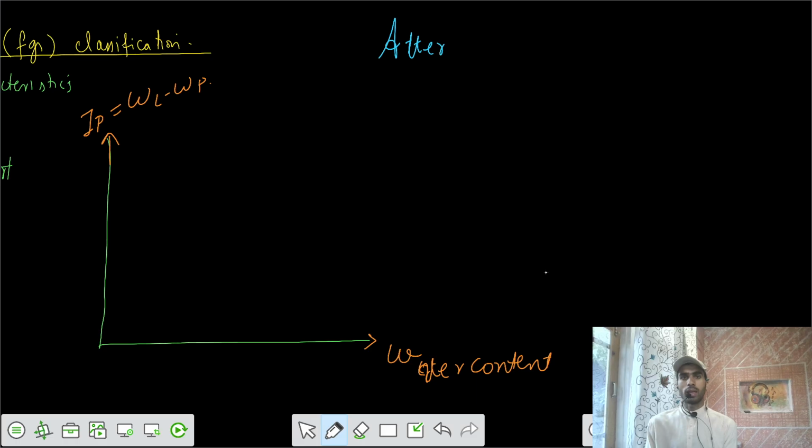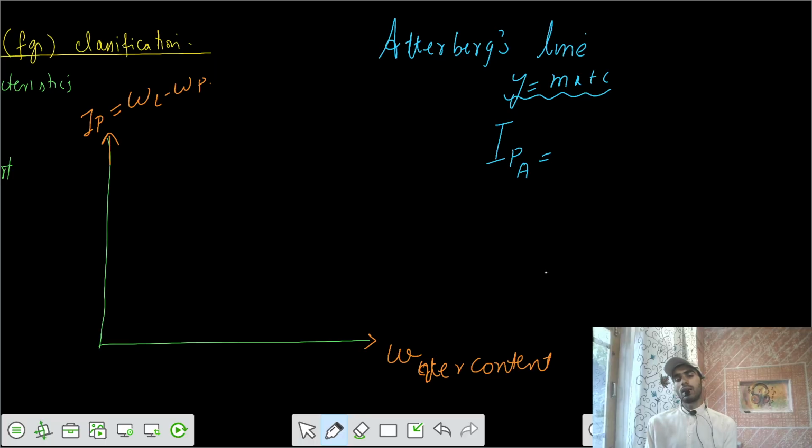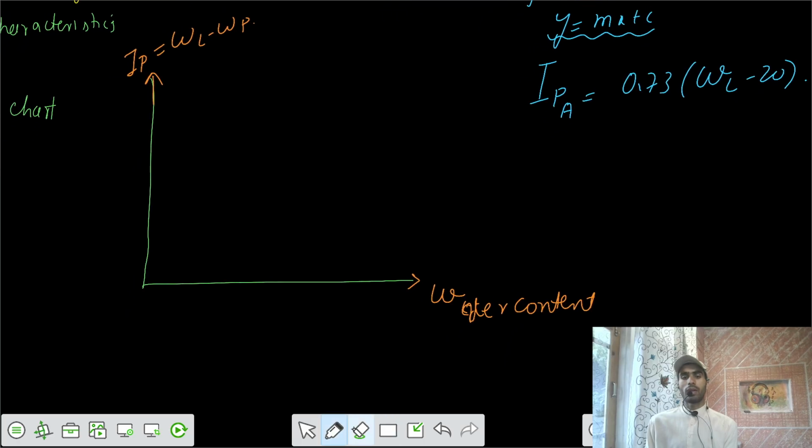That line we call the Atterberg line, Atterberg's line, because this is all about plasticity, consistency limits, Atterberg's limits. The equation of that line is y equals mx plus a, and similarly we have this in terms of IP and W. The equation for Atterberg's line is IP equals 0.73 times (liquid limit minus 20). So if I try to draw that line here, at a water content of 20, it is going to cut the horizontal line.